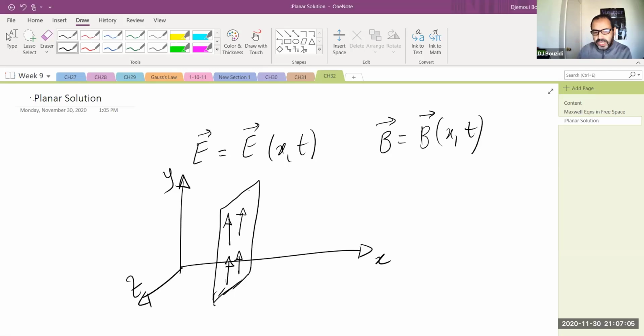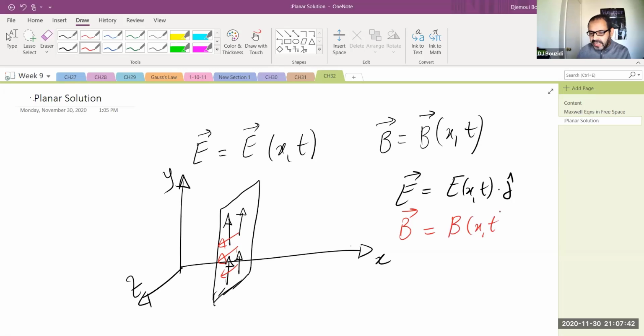So the electric field is pointing in one direction. I'm actually going to make it so that it's in the y direction. So E is equal to E as a function of x and t in the y direction. You will see soon why I'm going to make sure that the magnetic field better be perpendicular to it. So B will be, again, a function of x and t in the k hat direction.